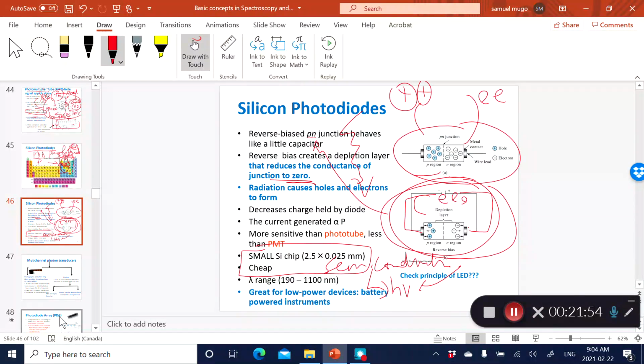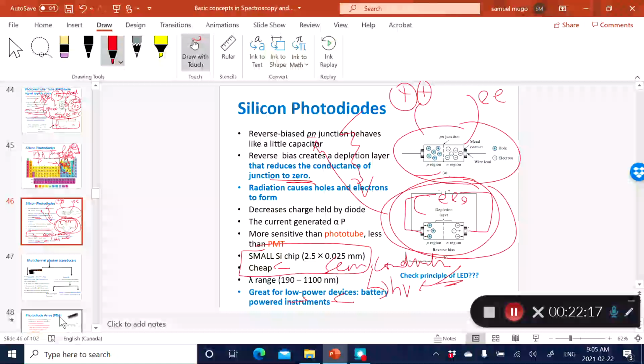One huge advantage of using silicon photodiodes is, as you would expect, that you can make them very, very small. You can make them very, very cheap. They use very little energy. As you well know, with the light emitting diodes, the principle is exactly the same, and we know that they consume very little energy.